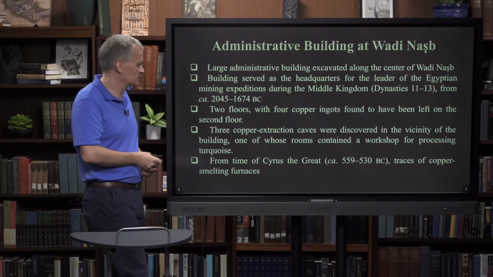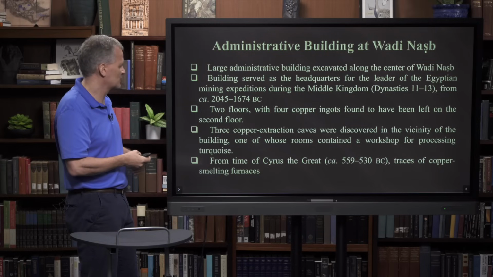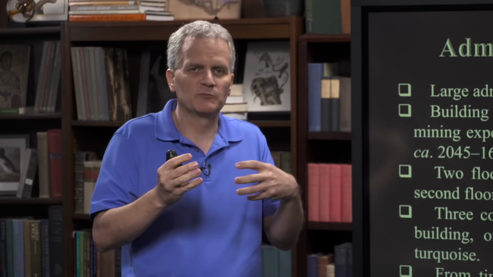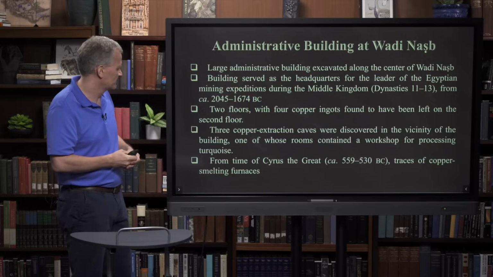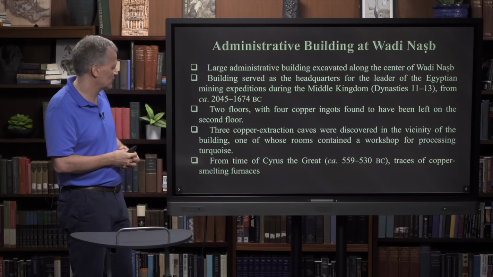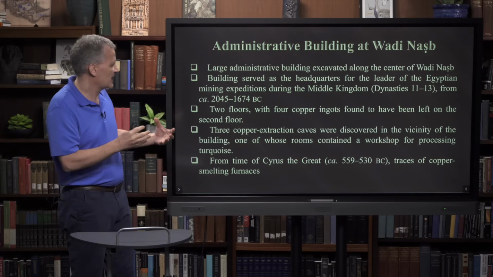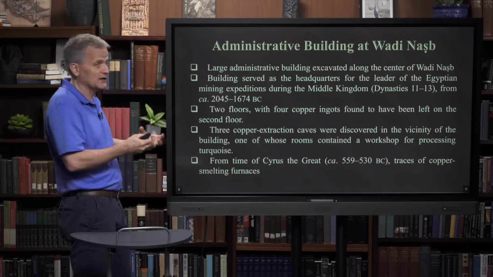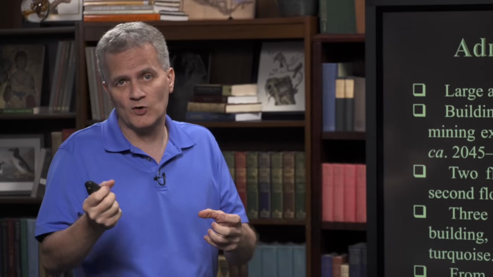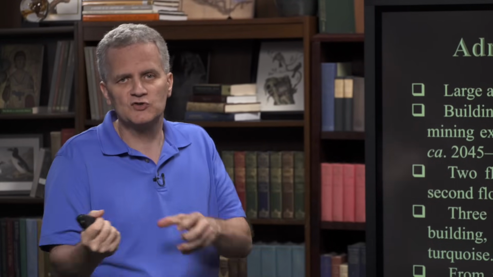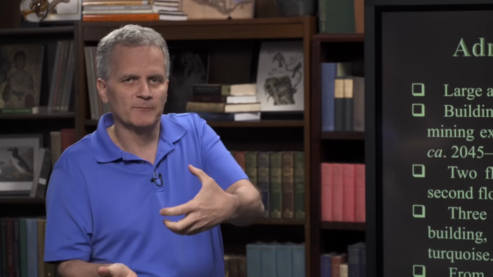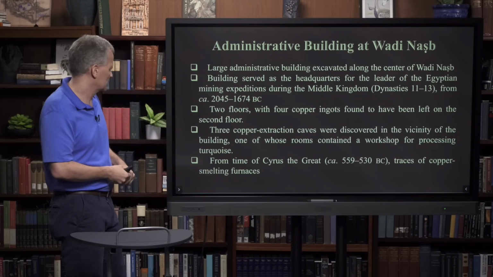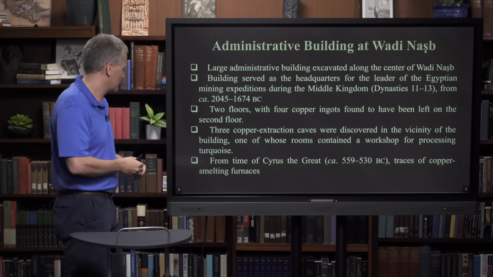3 copper extraction caves were discovered in the vicinity of the building, one of whose rooms contained a workshop for processing turquoise. So they were extracting both copper and turquoise in this venture. So it wasn't just restricted to turquoise, but certainly these caves had relics or remnants of the work that was done there, including, in many cases, pick marks from the miners who had metal-bladed tools used to cut away at the stone, which would dislodge chunks of it. It would fall to the ground, and then they'd break it up and look for copper or turquoise, depending on what they were mining at that very place.